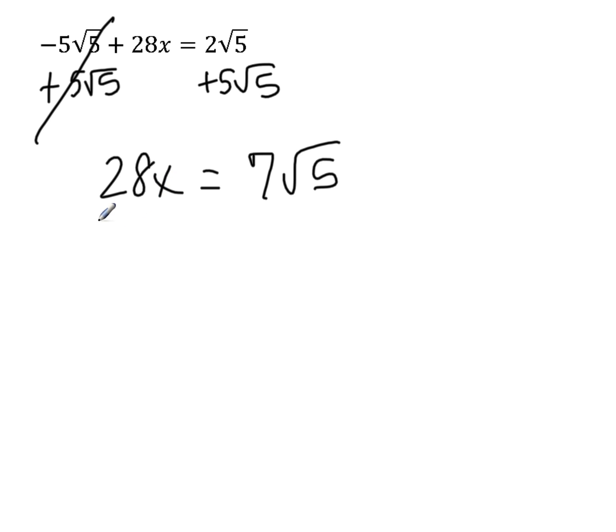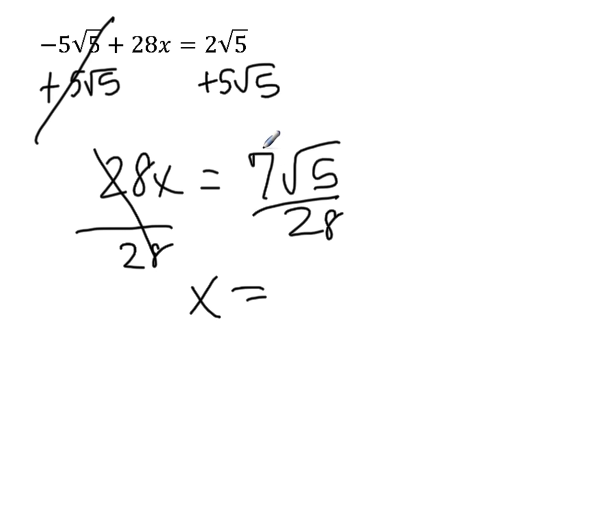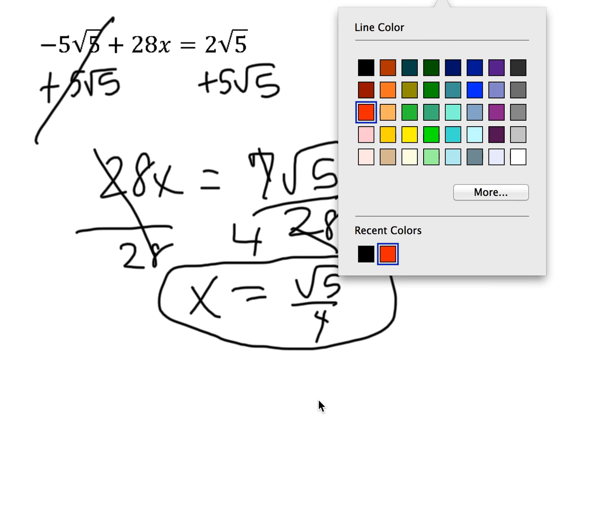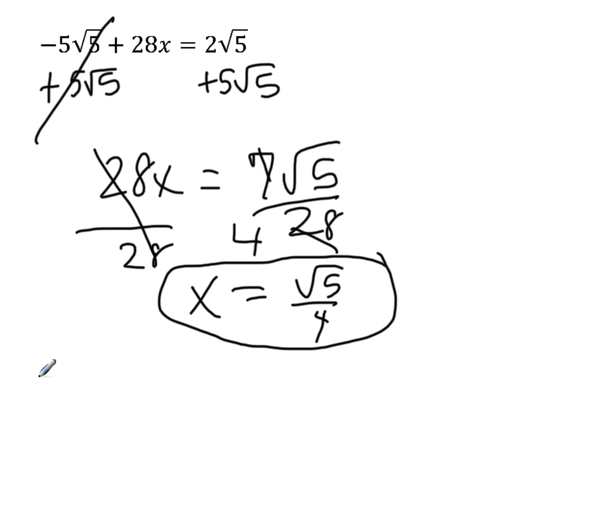So what I'm going to do now is try and just get x by itself. So I'm going to divide by 28 on both sides, and I get x equals the 7 and the 28 work together, root 5 over 4. And I don't have any radicals in the denominator, so I'm okay with that answer. This one's pretty tricky.